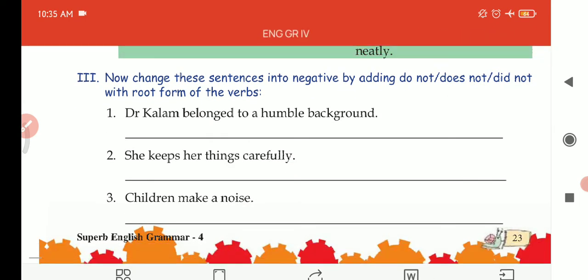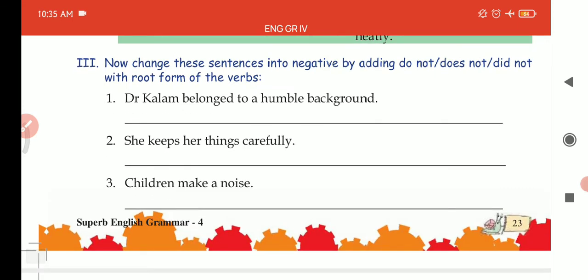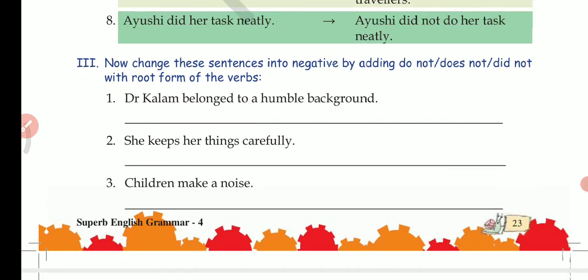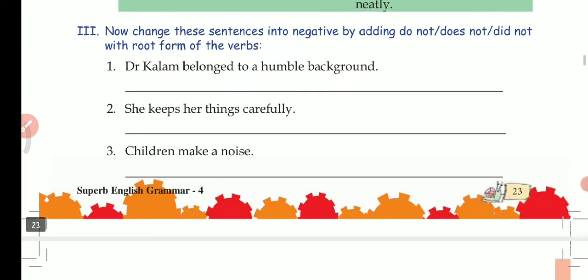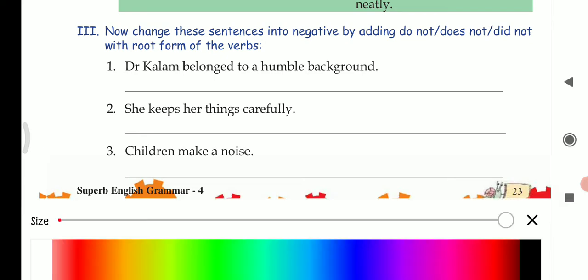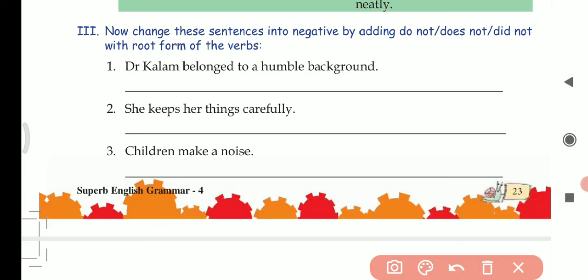Question number 3rd. Now what you have to do, you have to change these sentences into negative by adding does not, do not and did not. First question. Dr. Kalam belonged to a humble background. See, in this question, the word belonged is mentioned, and belonged means it is past tense, means the sentence is in past tense. So as I told you, if a sentence is in past tense, then we don't see singular or plural form. We write did, we use did.